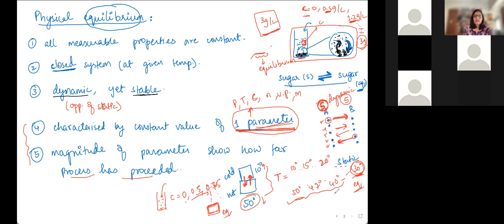Okay. All right. Next. So we'll get into some examples. Okay. So the first process, H2O solid is in equilibrium with H2O liquid. So what is this process called?